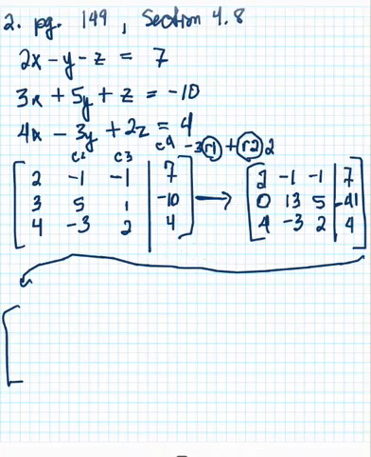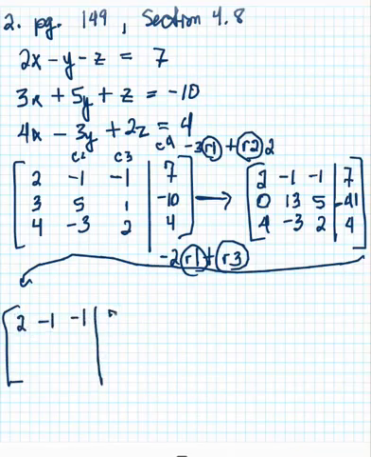I think -2 times row 1. Yeah, and add it to row 3. Exactly. That's what I would do. Yes, -2 times row 1 and add it to row 3. Yep. Okay, so far everything's going to stay the same here, right? Everything's going to stay the same in the second row.